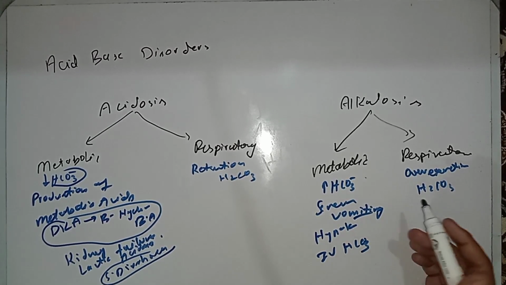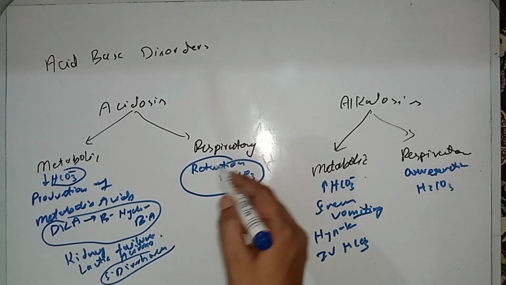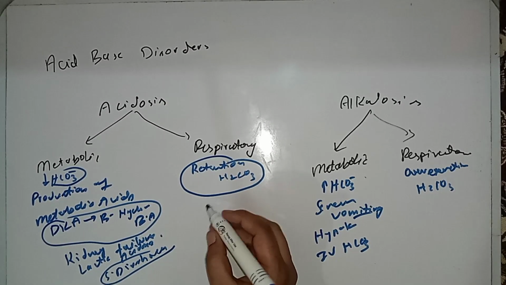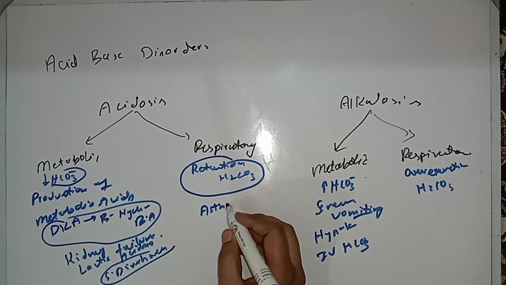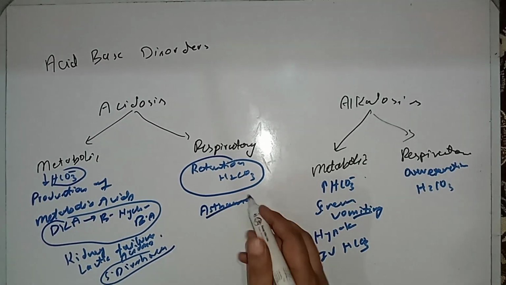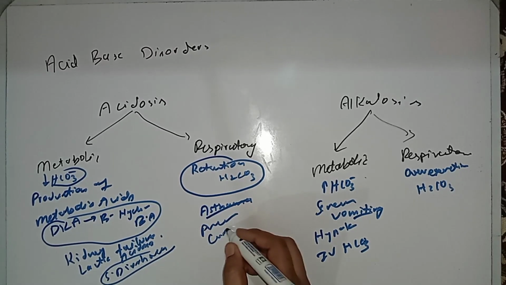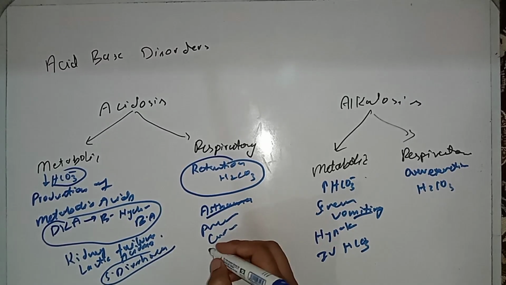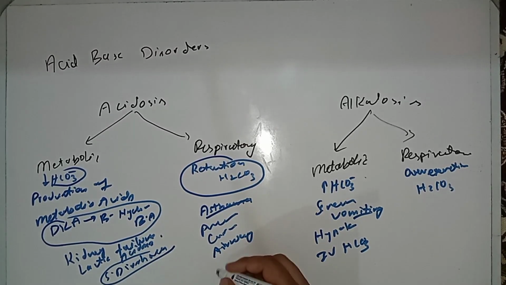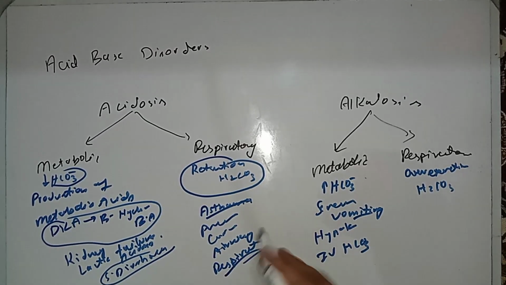So why does respiratory acidosis occur? It is due to retention of carbonic acid, and this carbonic acid can be retained due to respiratory issues. These can be asthma, when there is not proper ventilation or gaseous exchange, pneumonia, cardiac failure or circulatory collapse, airway obstruction, or depression of respiratory center by drug overdose, and so on.